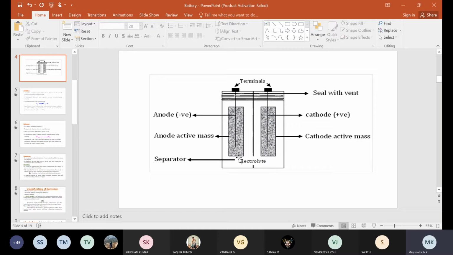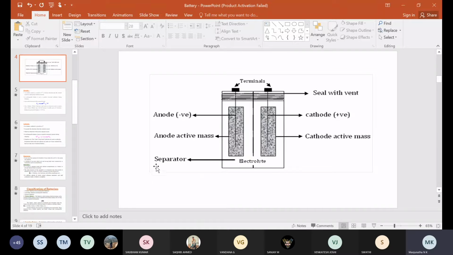Coming to the next component, the electrolyte. The electrolyte is used because it provides the medium for transport of ions from anode to cathode or cathode to anode. Either acid solutions, alkali solutions, or salts having high ionic conductivity are used as the electrolyte in batteries. This is the function of the electrolyte, another basic component.